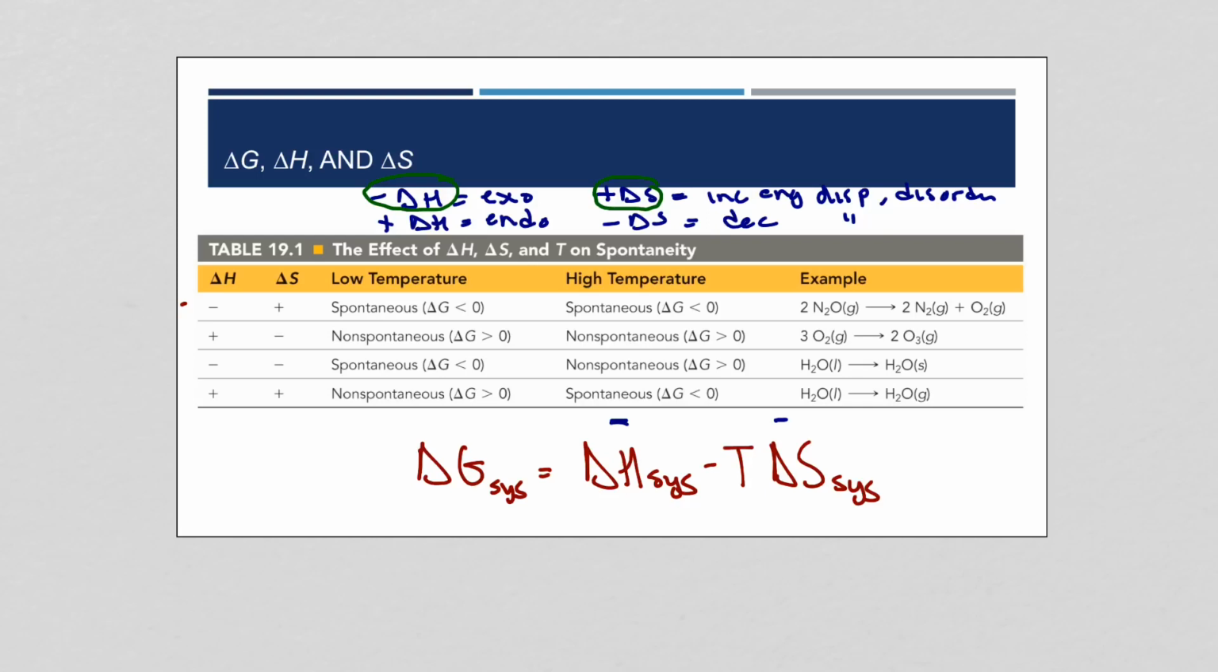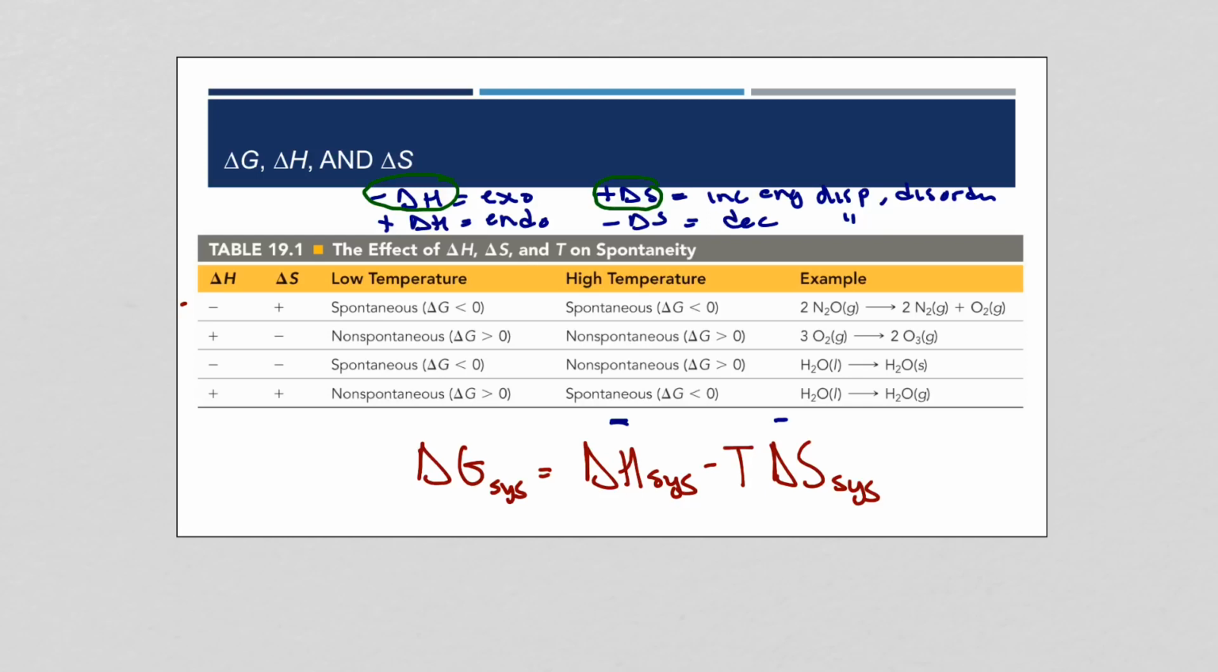Now, of course, exactly what these temperatures are is going to depend on the process, and we would have to try it. We can do trial and error here, depending on the values of delta H and delta S, to see what temperature value is going to cause that flip to occur. Now, one thing we'll look at later when we go to solve problems is that one way we can establish that is to see when delta G equals 0.